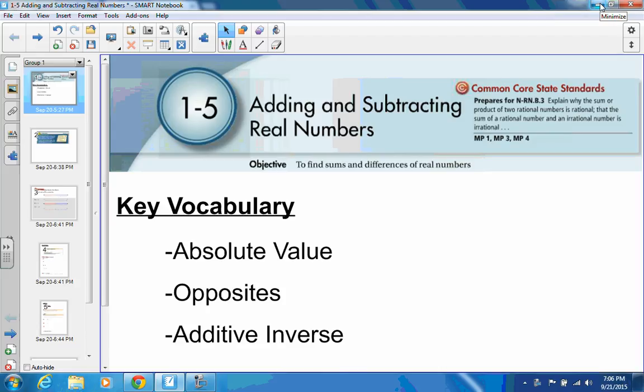Hi there. Here's our video for section 1.5, and this section is all about adding and subtracting real numbers. So it's a good review for us, dealing with some positives and negatives with adding and subtracting.